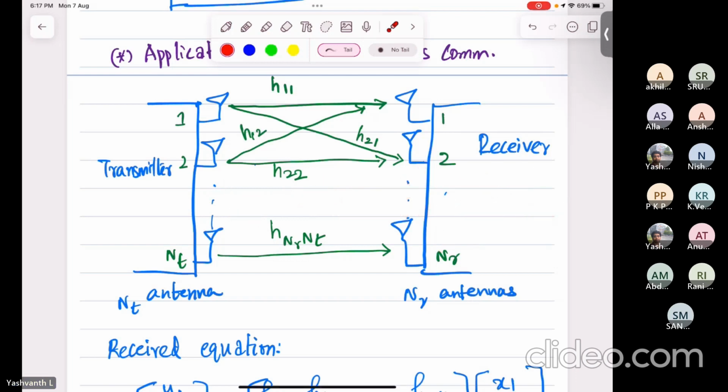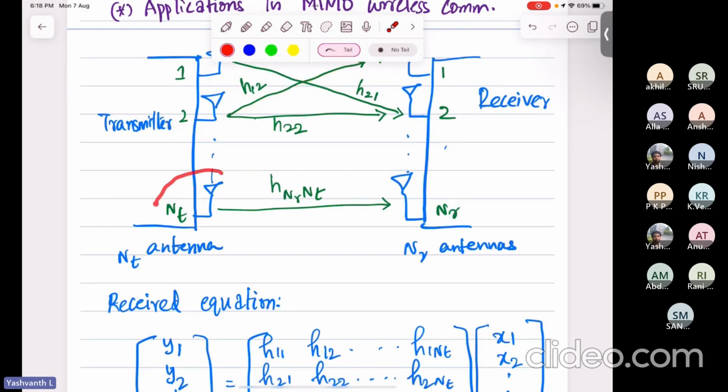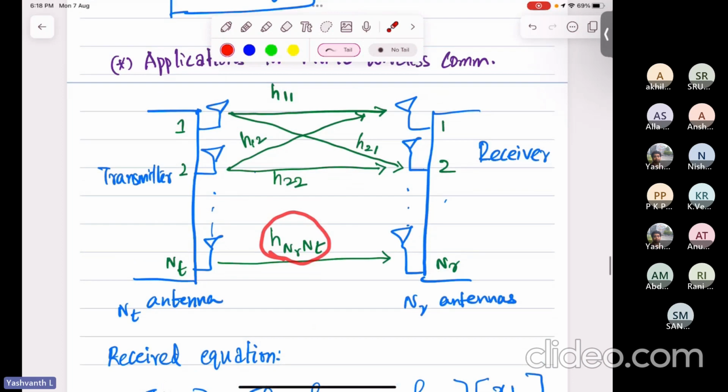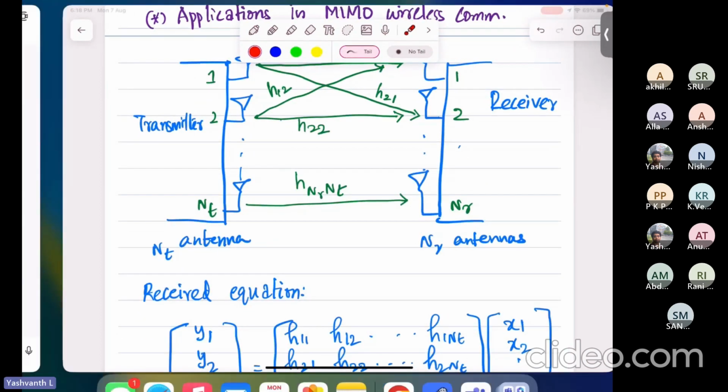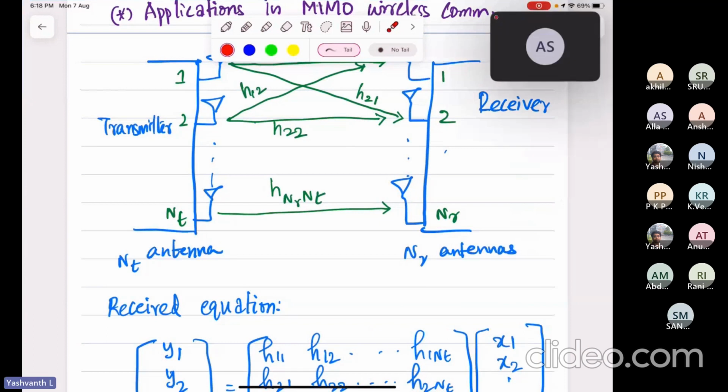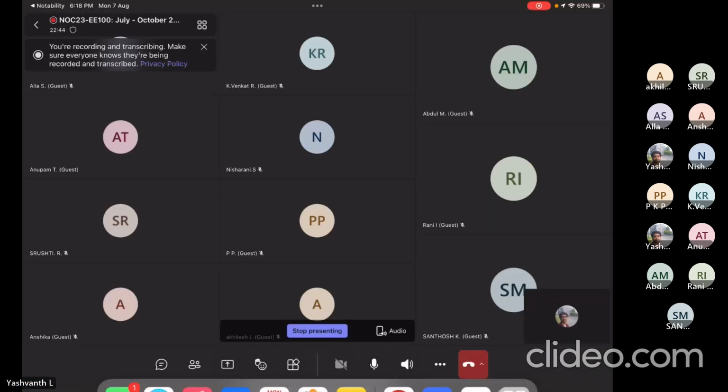The first index represents the index of the receive antenna, and the second index represents the index of the transmit antenna. For example, the channel between the second transmit antenna and the first receive antenna is denoted as H12. And similarly, the channel between the NT-th transmit antenna and the NR-th receive antenna is represented by H_NR,NT. I hope this is clear.